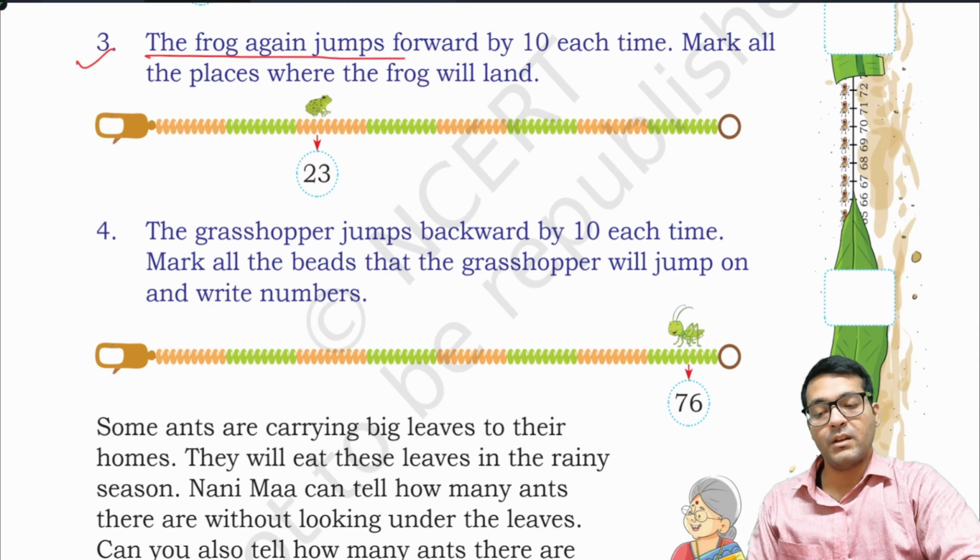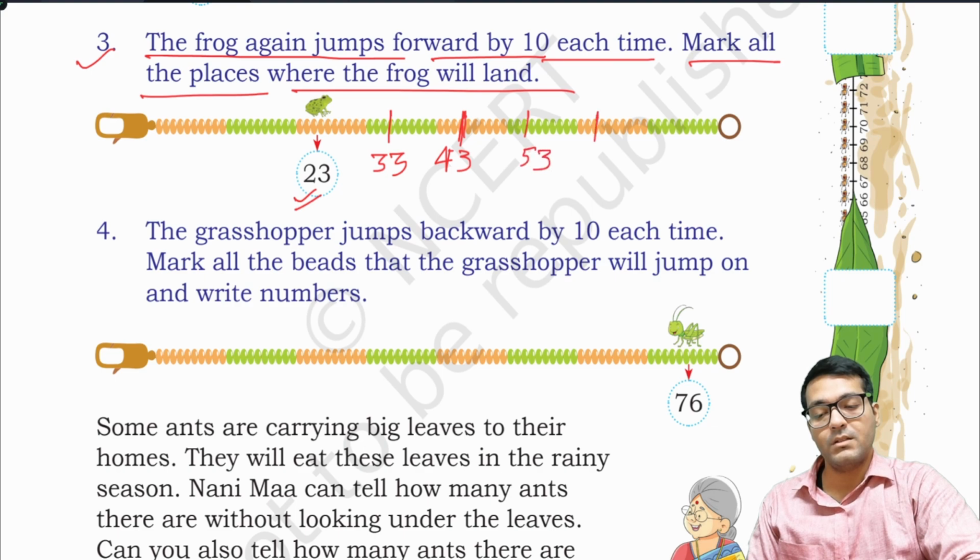3. The frog jumps again forward by 10 each time. Mark all the places where the frog will land. The frog is at 23. If he jumps 10, then he will be at 33, then 43, 53, 63 and 73, if he jumps in 10s.